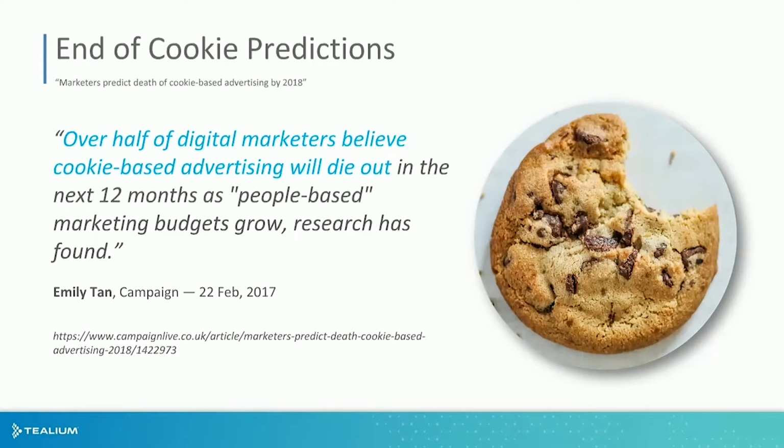So this was a quote from a prediction in 2017 where someone did a survey, and Emily Tan reports on the survey in February of 2017. She writes, over half of digital marketers believe cookie-based advertising will die out in the next 12 months as people-based marketing budgets grow, research has found. So in 2017, over half of digital marketers had this sense that cookies were kind of dying out. And they felt like it was going to happen in the next 12 months, sometime in 2018. And people had more money to spend on people-based marketing, so this is kind of a big deal.